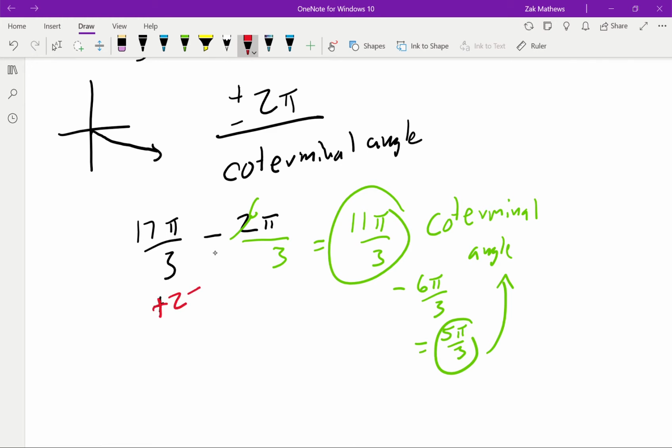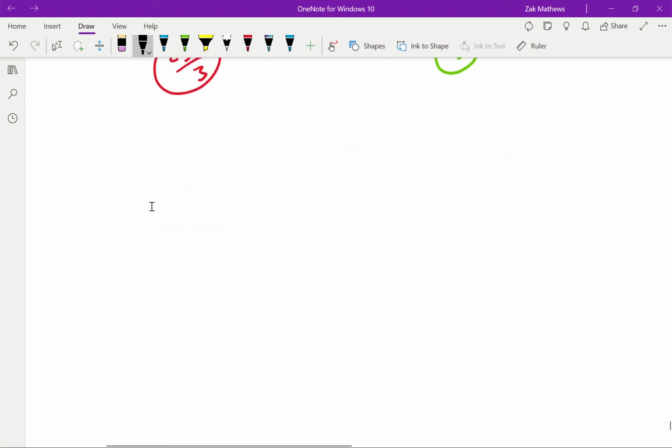So if we added 2 pi, we would have 17 plus 6 pi, which would be 23 pi over 3. That's another coterminal angle. It's just larger than the one we started with. We can do this all day long. The point is there are infinitely many coterminal angles for any initial angle. Generally, we want to find the one between 0 and 2 pi because that is the easiest to place onto our plane. But what happens if we have something really, really large?